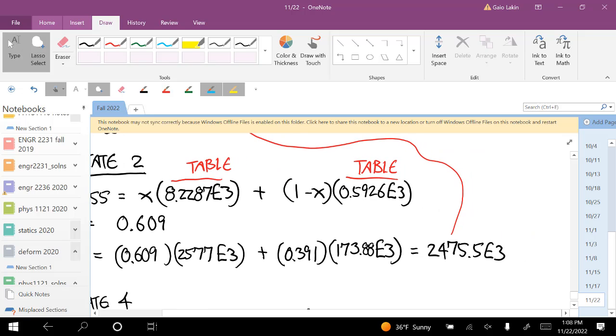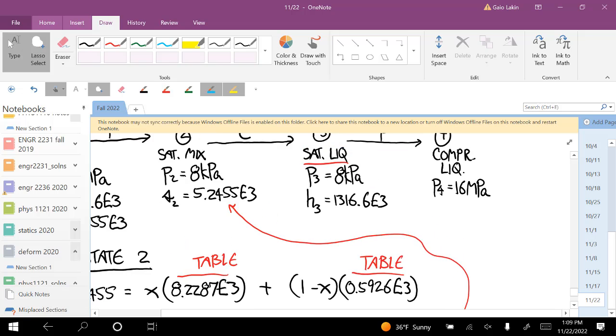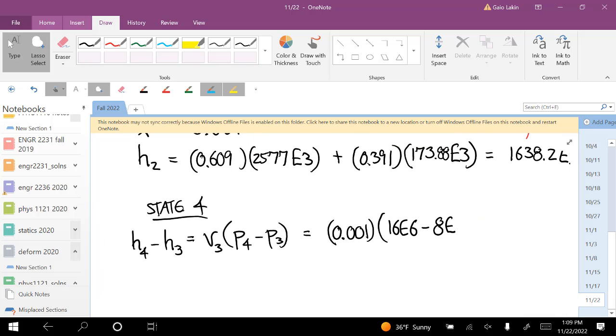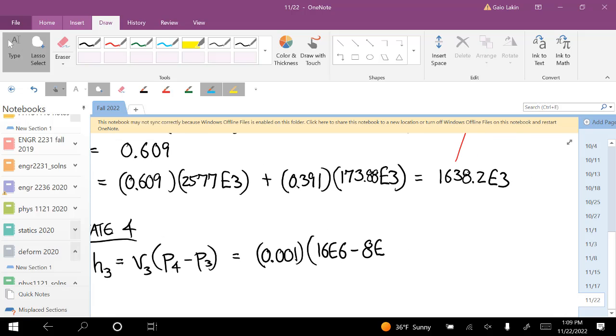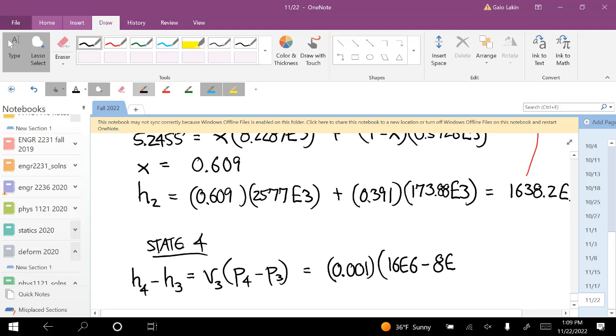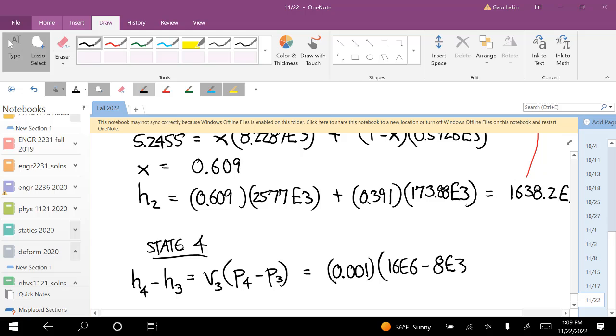Okay. And then what did you get for H2? I got 1638.2. Okay. Yeah, and then the e to the third. Yep. Okay. So, we're down here now calculating H4 minus H3. Here's where I noticed I'd written it down wrong. So this should be 8 times 10 to the third. I have it as 8 times 10 to the 6th.